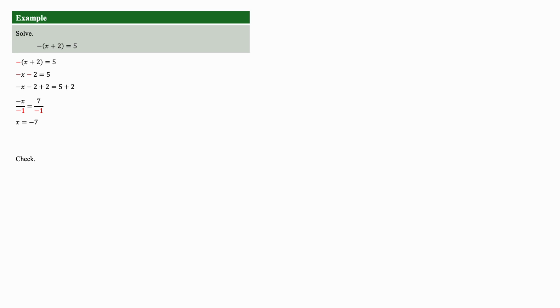Now let's check that this answer is correct by substituting negative 7 in for x into the original equation. So you do a little bit of simplification. You get 7 minus 2 equals 5. And you want to make sure that each side is equal to one another.